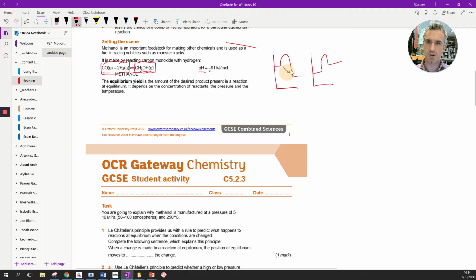Which is this? The energy has gone down, so heat's been given out to the surroundings, so this is exo. Whereas this, the energy has gone up. It's had to take energy in from the surroundings, so this is endo. So this is negative, this one goes down, so this is an exothermic reaction. The forward reaction is exothermic.